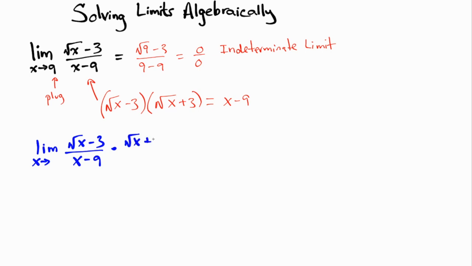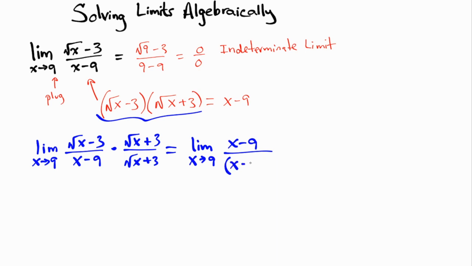So multiply top and bottom by the square root of x plus 3. And this is just another way to write the number 1, because the square root of x plus 3 over itself simplifies to 1. Now we get a limit that is going to be expressed a little bit differently. And we know that the top, we've already looked at how the conjugate multiplies out. The top becomes x minus 9, and the bottom becomes x minus 9 times the square root of x plus 3. And that was our goal, to be able to get this x minus 9 to cancel.